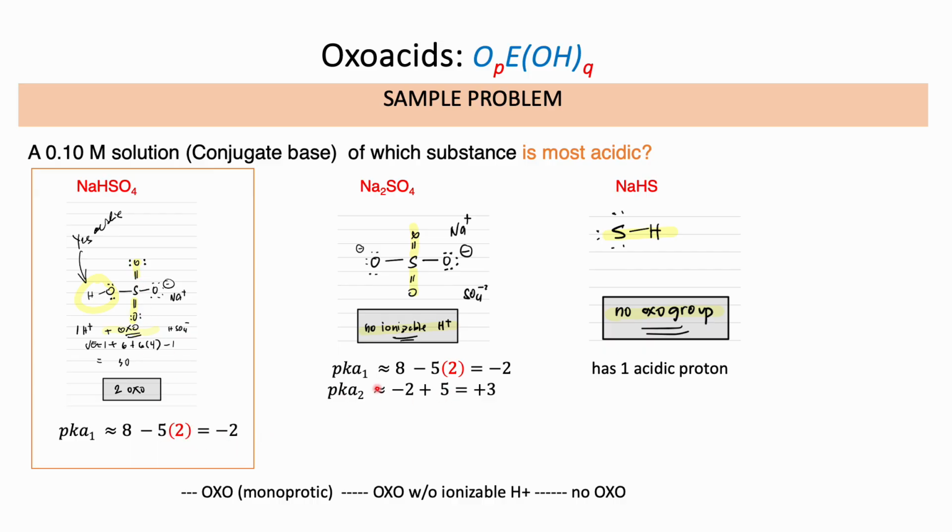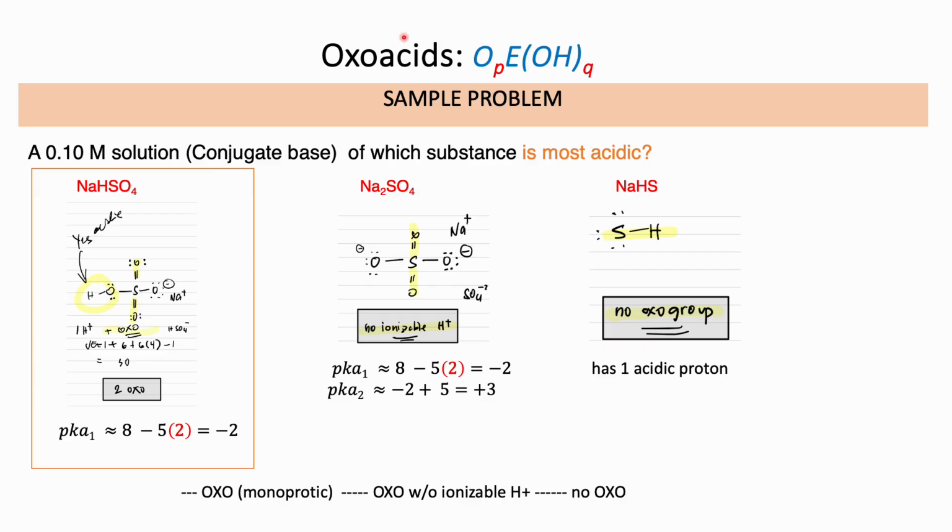This one is your sodium sulfate. Sodium sulfate is a salt of your acid, so this one is your conjugate base. You have 2 oxo groups but no ionizable protons, so it is not actually acidic. This one has no oxo group but has one acidic proton. Comparing this one to this one, you have 2 oxo groups and one acidic proton, so this one would be the most acidic.